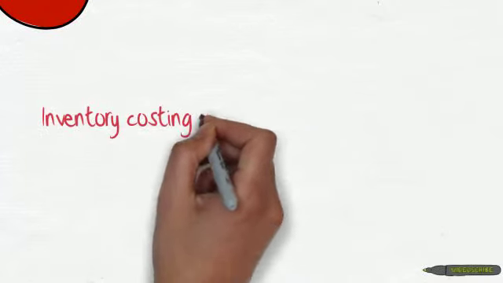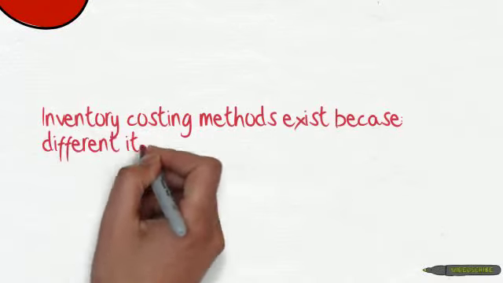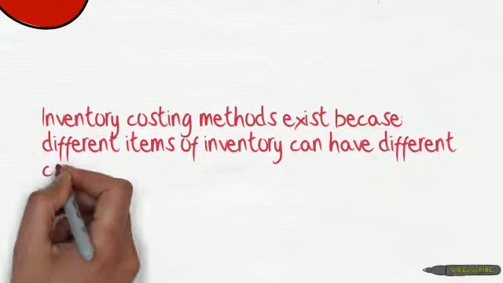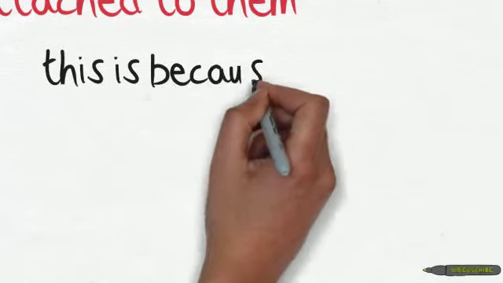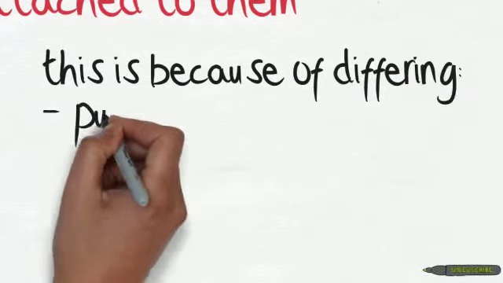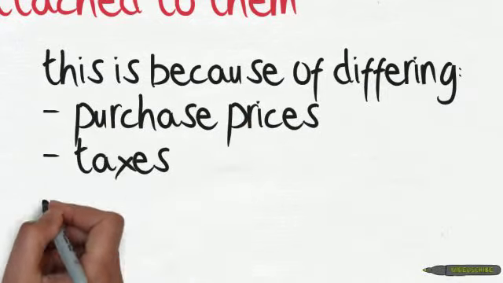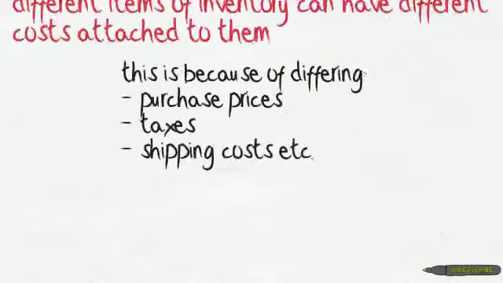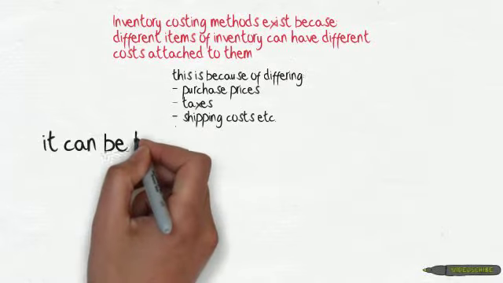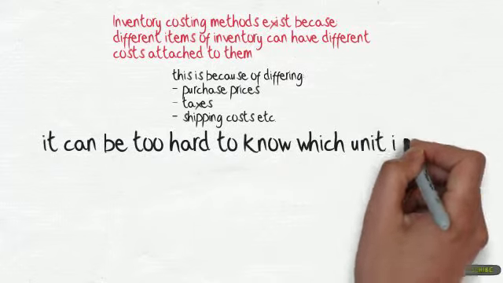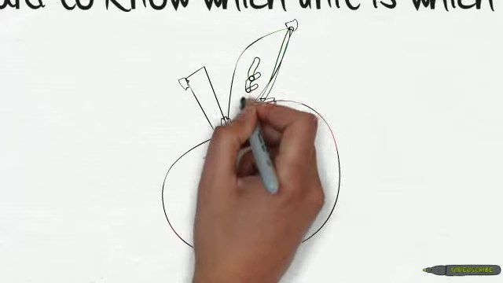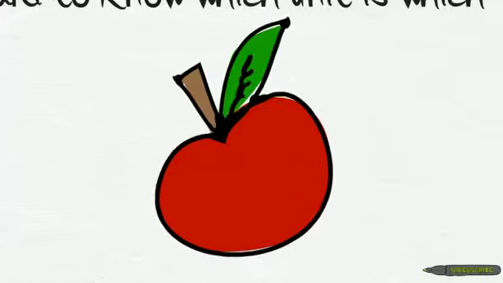Why are there inventory costing methods? Well, not all units of inventory have the same cost. This can create issues when a business is determining its cost of goods sold. Factors including differing purchase prices, taxes, freight costs, etc. cause individual inventory units to have different costs. On top of this, it's not always feasible to know which cost is attached to which unit of inventory, especially with something like apples.